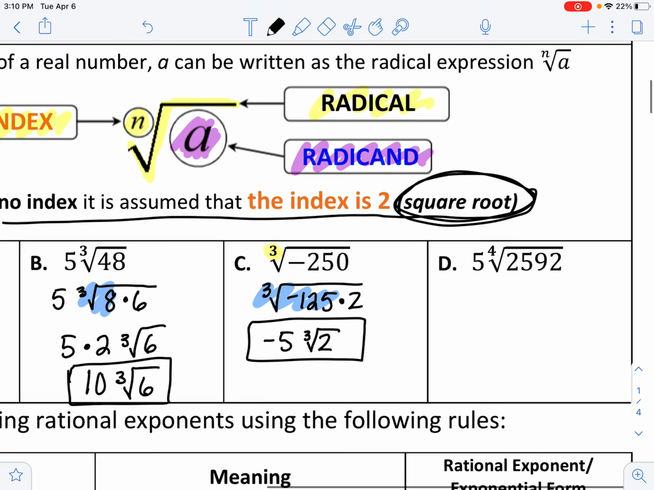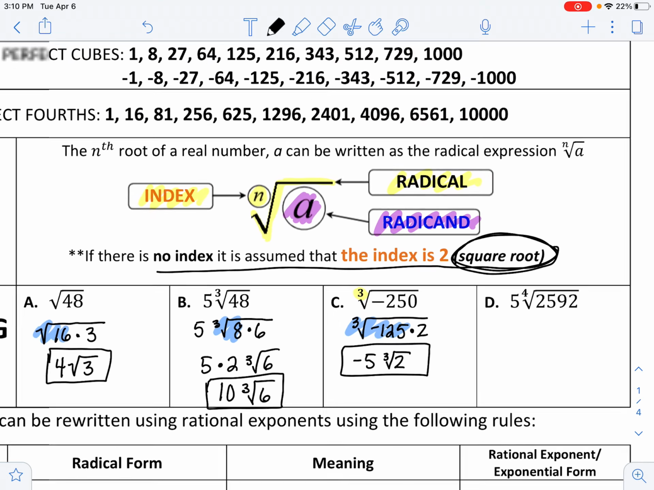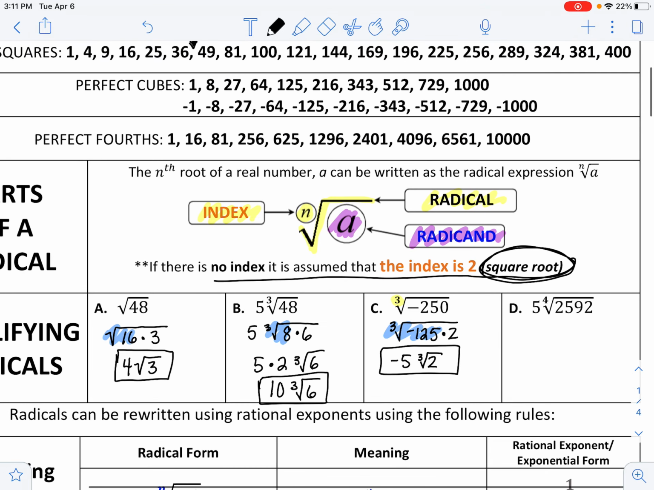Okay, now we got a fourth power. So we want to look at our perfect fourths. And 2,592 is not on the list. It would be right here if it was. So we got to try the numbers less than that. So 2,592 divided by 2,401 doesn't work. So 2,592 divided by 1,296, that does work.